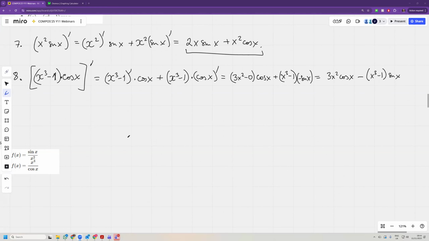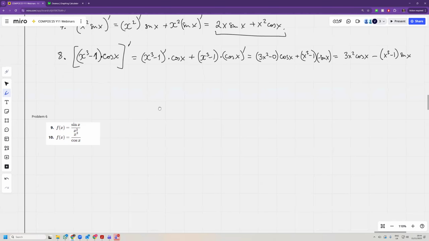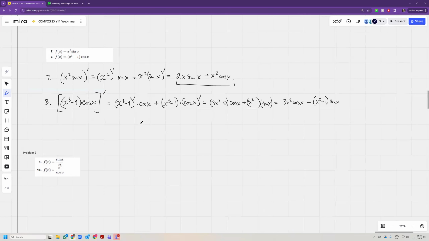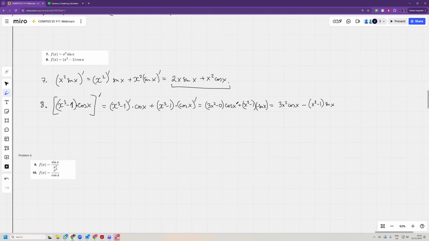On a scale of 0 to 10, how well do you understand the product rule? 10 being you fully understand the product rule. Type in the chat, please.